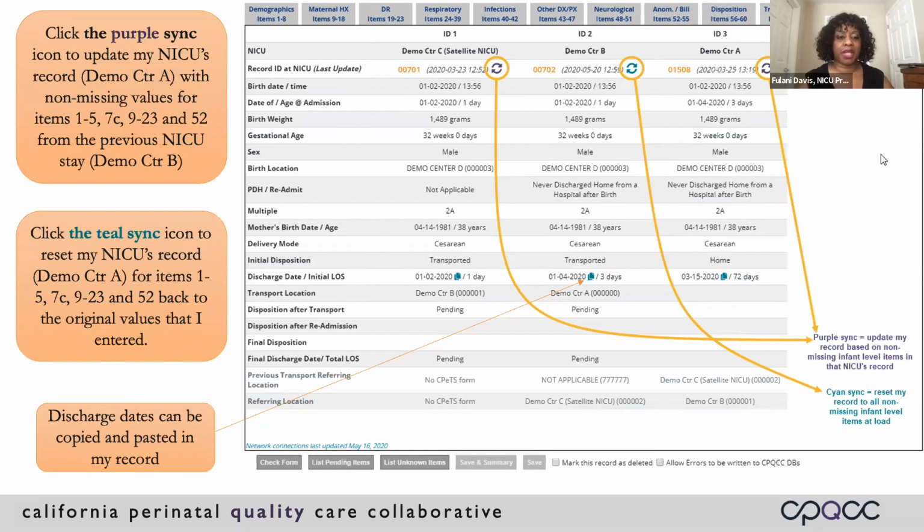So what do these sync buttons mean? Well, the purple sync button allows you to update your NICU's admission discharge form with non-missing values from the other NICU's form. Non-missing means pending or blank values will not be transferred to your form. The teal sync button allows you to reset the values back to what you originally had before you clicked the purple button. And then you also have the option to copy and paste the discharge dates by clicking on the copy button next to each date.